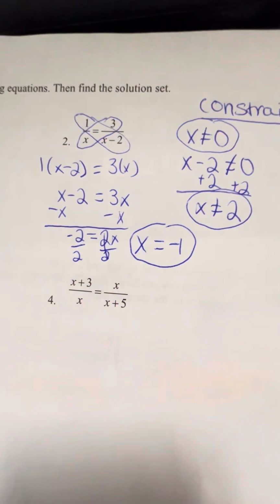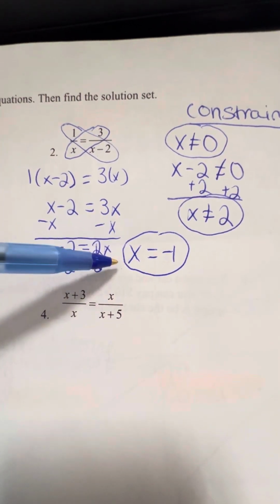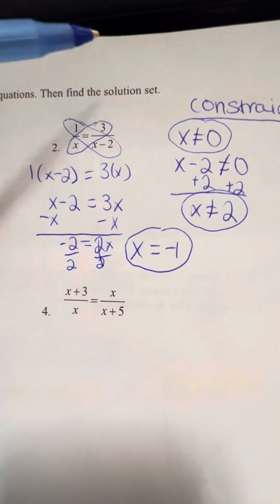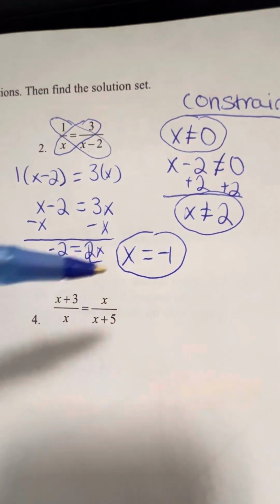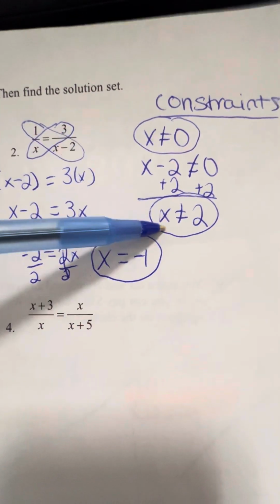So because we have two constraints that can't work, our answer is a number that can work because it's not one of these constraints. We are all set, and this is our answer. X is equal to negative 1 with constraints of 0 and a positive 2.